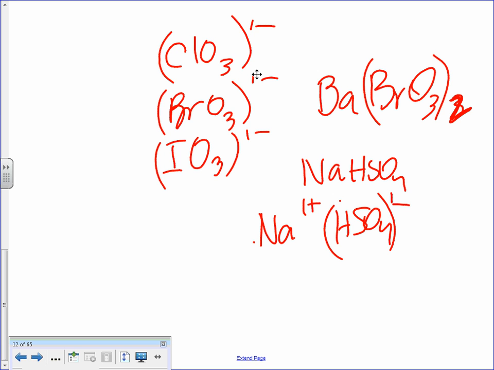Okay, how about reading guide 7? Reading guide 7 was all based off ionic stuff, right? Ionic, ionic, ionic. So what do you think we're going to talk about today? Ionic bonding. And then we're actually going to talk a little bit about covalent bonding.